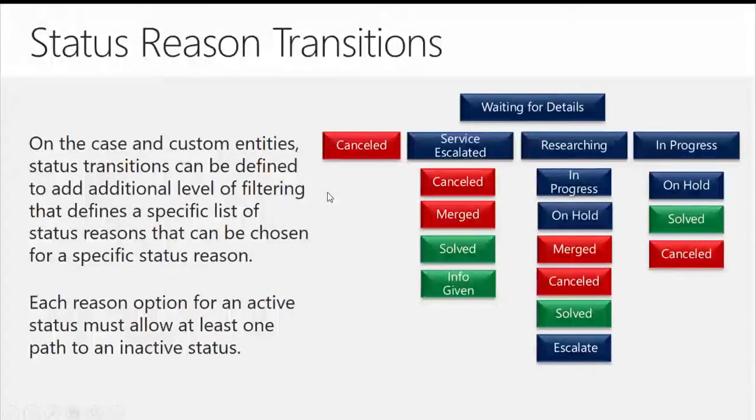The other thing that's kind of cool with these status reasons is you can do what are called status reason transitions. And these are really more specifically targeted at the case and custom entities. But if you think about it, I might have a situation where I'm working on a case. That case might be in progress, might be canceled, it might be escalated to service, or I might be researching that. So there might be different situations that I'm working with as part of those individual situations.